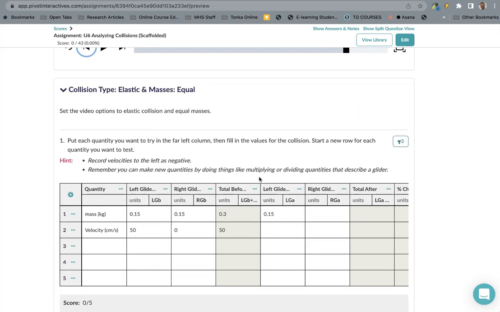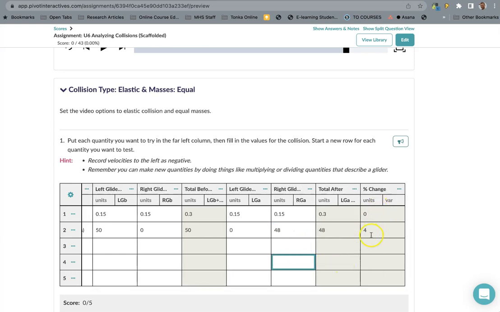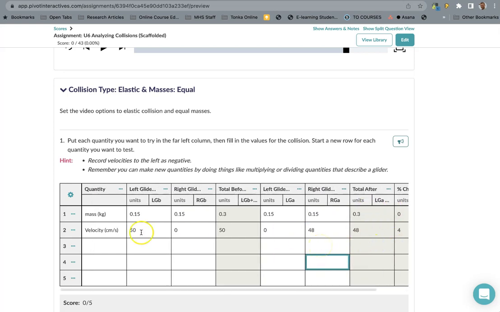Once again, 20 divided by 0.42. Let me get that for you quick. That one's going to be about 47, 48. So the left glider was 0, again same mass, 0.15, and this is about 48 centimeters per second. It's going to calculate a little bit of a percent change.